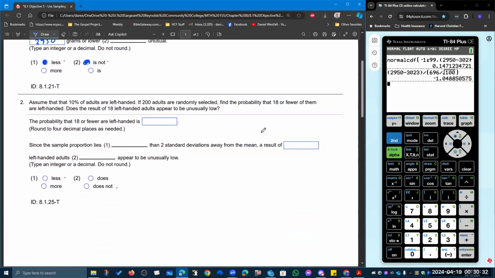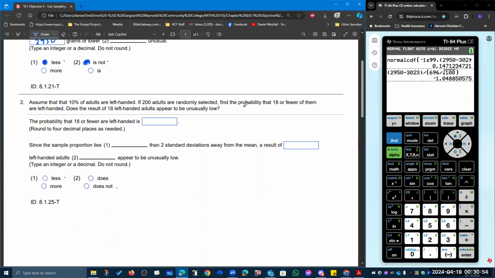And question 2, assume that 10% of adults are left-handed. If 200 adults are randomly selected, find the probability that 18 or fewer of them are left-handed, and does the result of 18 left-handed adults appear to be unusually low?